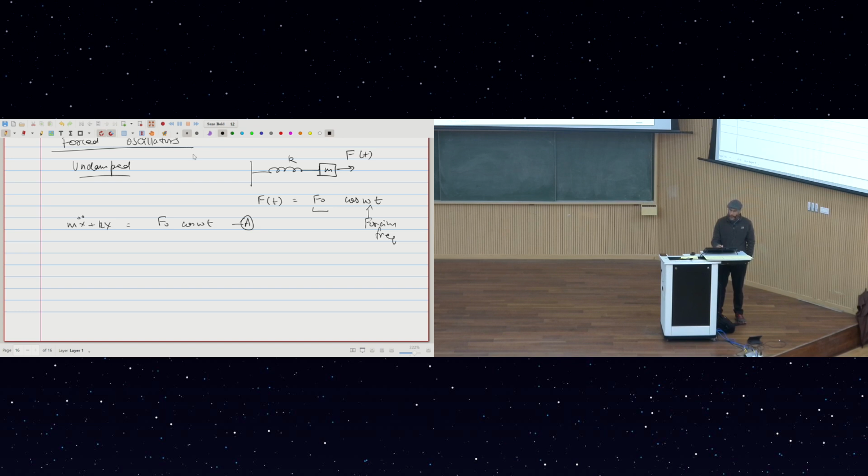But the general solution, x as a function of time for this case, is the solution to the homogeneous equation. Now, the homogeneous equation is when you make the right side 0. That we already know. That was the undamped spring mass system. So, what was the solution there?